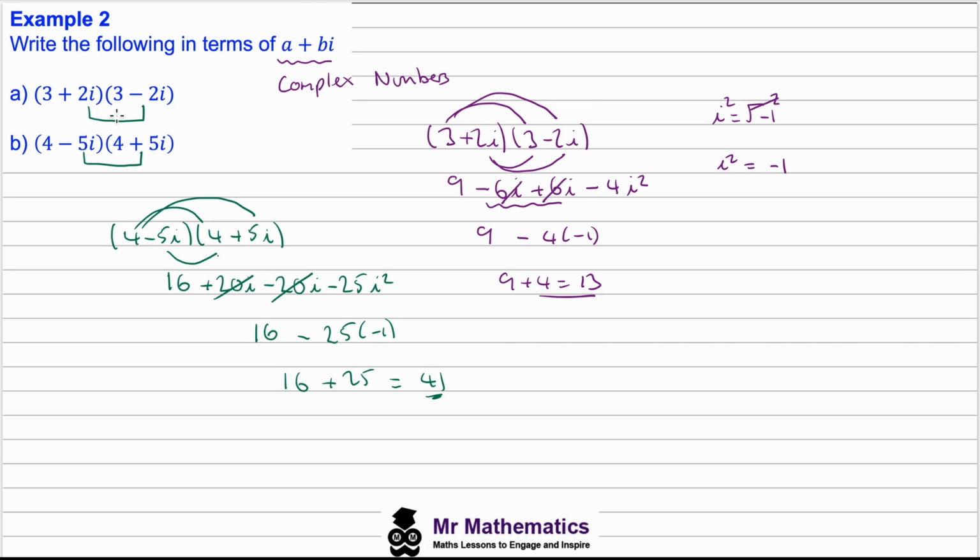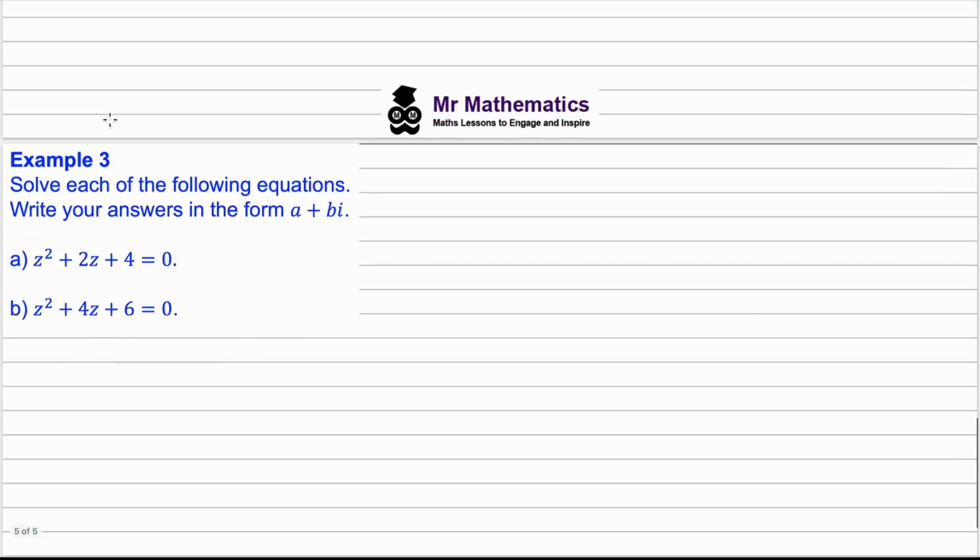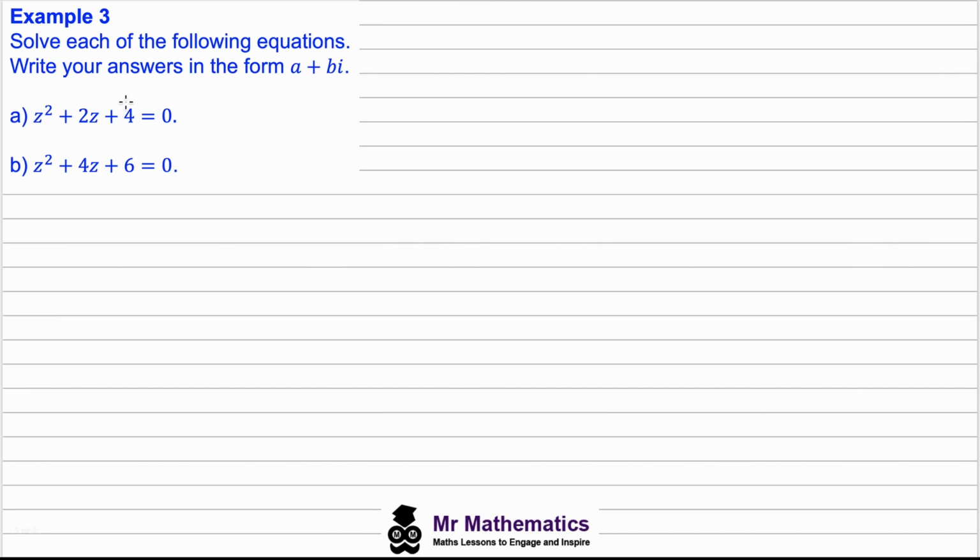Okay, so finally, in example 3, we're going to look at using complex numbers with solving quadratic equations. So in example 3, we've been told to solve each of the following equations, writing our answers in the complex a plus bi form. So we could use the quadratic formula, but I'm going to use completing the square.